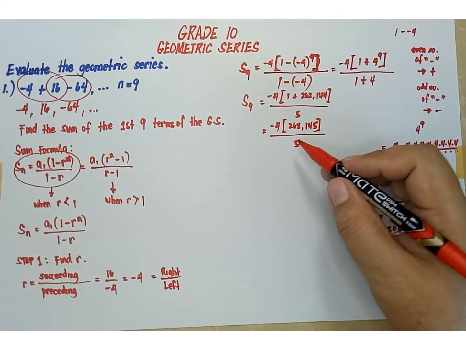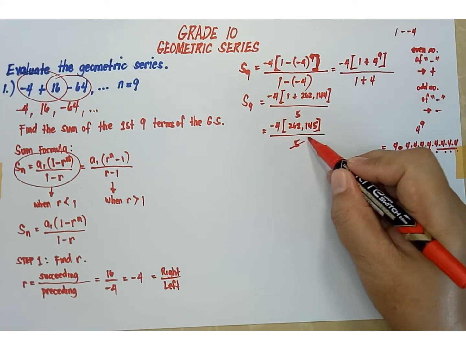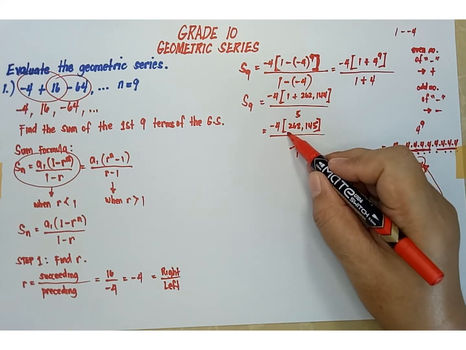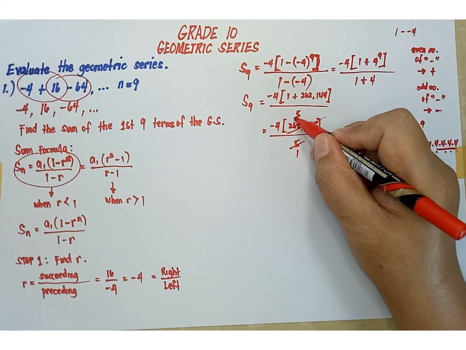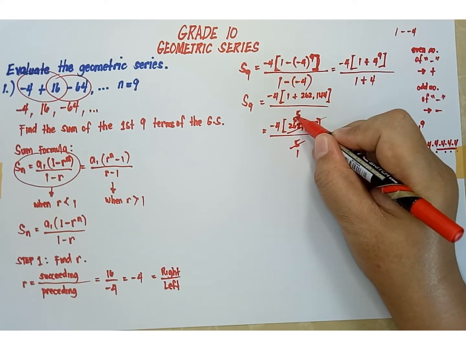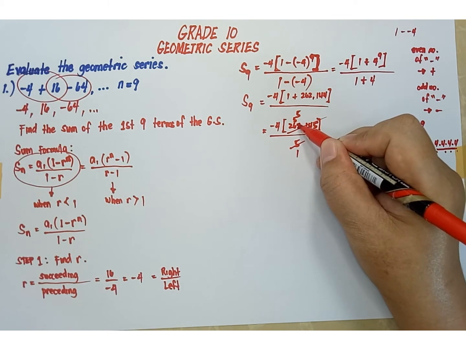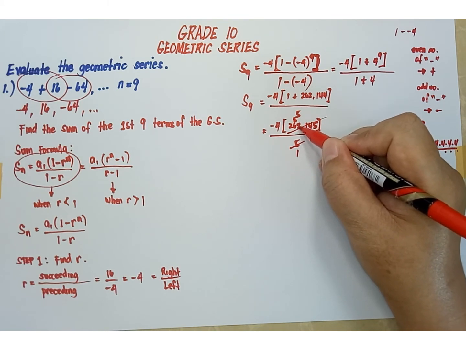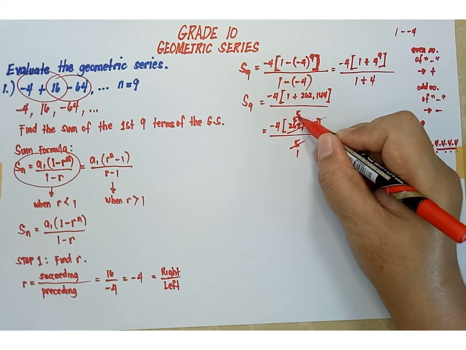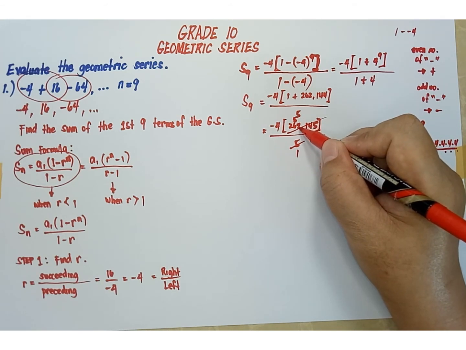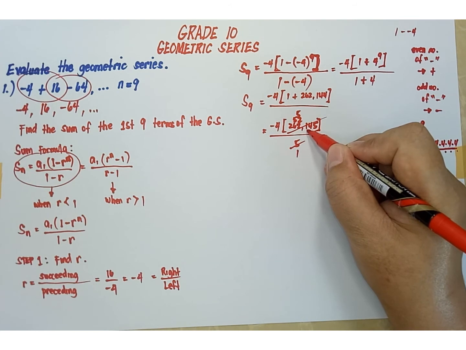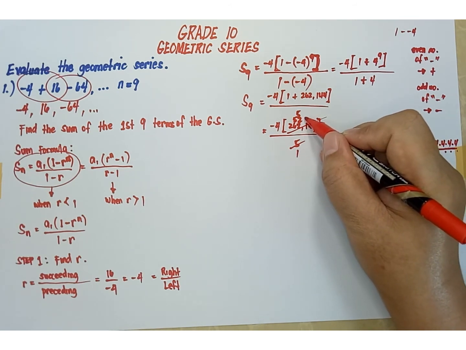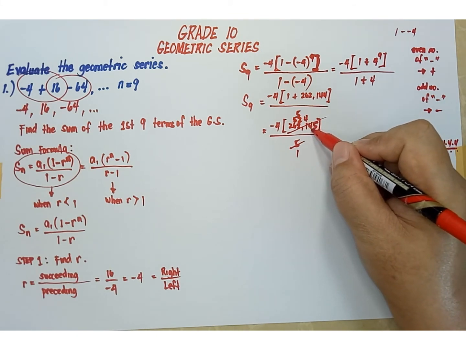So, mag-reduce tayo. Magiging 1 ito. Ito naman ay magiging 26 divided by 5 is 5 remainder 1. Yung remainder 1 mo, itabi mo dyan sa 2. So, magiging 12 divided by 5 is 2 remainder 2. Yung remainder 2, itabi mo sa 1, magiging 21 divided by 5 is 4, remainder 1.